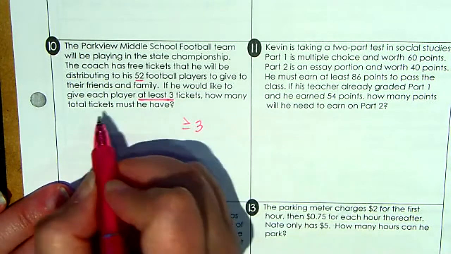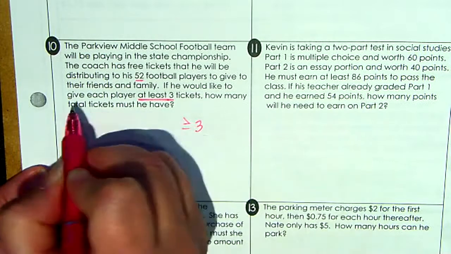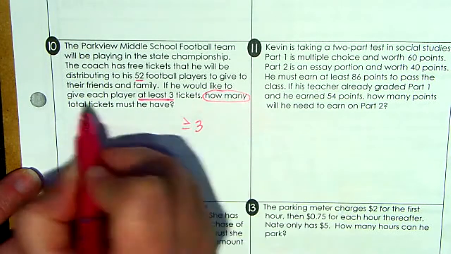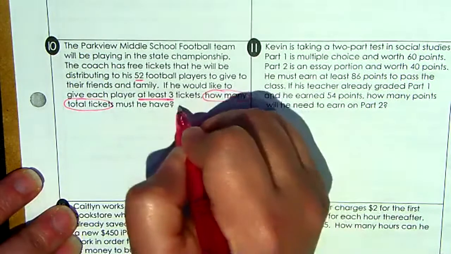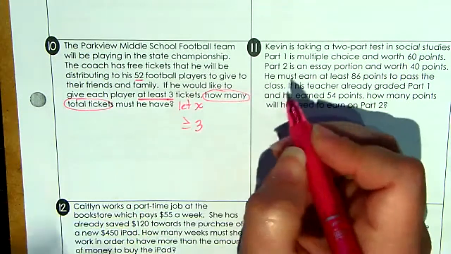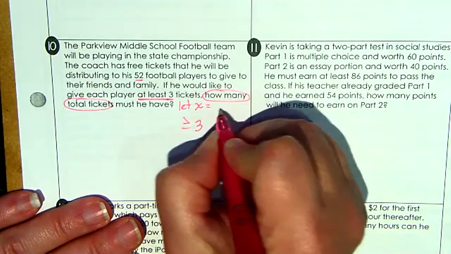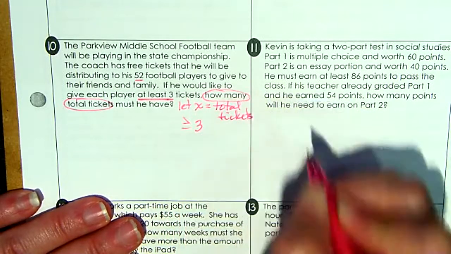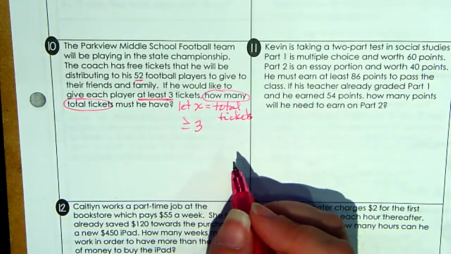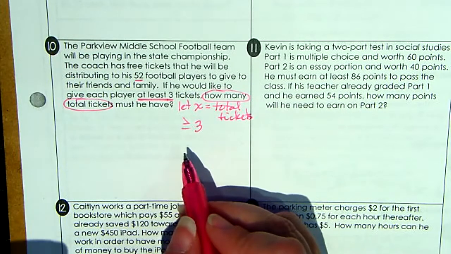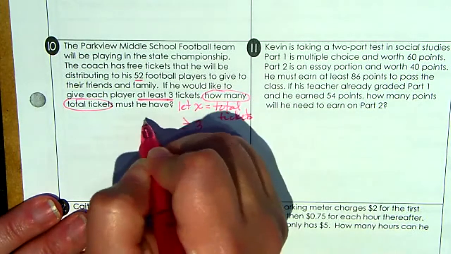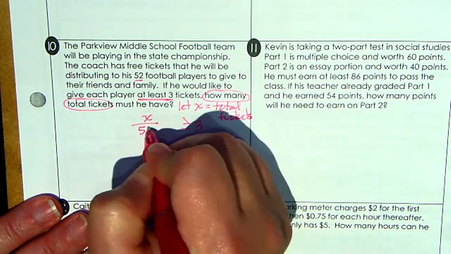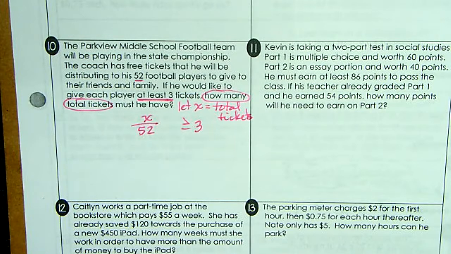We want to know how many total tickets he must have, so we're looking for the total. My question is, how many total tickets? So I'm going to let X, you have to define the variable statement. Let X equal total tickets. How would I get to 3? I'm going to have to take the total and divide by the 52 players. So we would have X divided by 52.